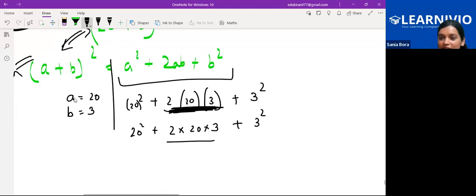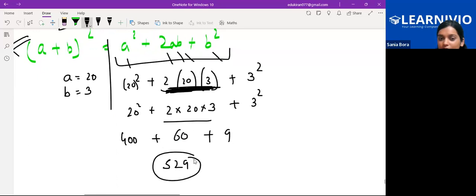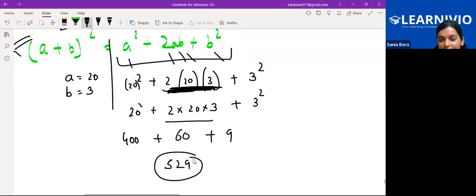You will find what is A, what is B. You will just put the values. Then 20 square would be 400. And 2 times 20 times 3, after multiplying all this you will get 120. Then 3 square is 9. So after adding this you got 529. Simple or not? Now you tell me. Simple, ma'am.